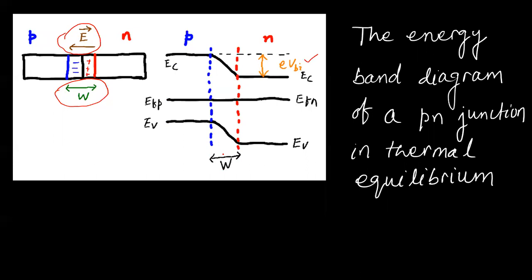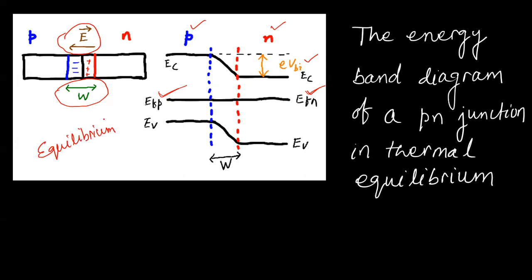Now you can see the p region and the n region here. In thermal equilibrium, the average energy of the electrons throughout will be the same. Here EFP is the Fermi energy level on the p side, and EFN is the Fermi energy level on the n side. It is constant throughout because we said it is in thermal equilibrium.